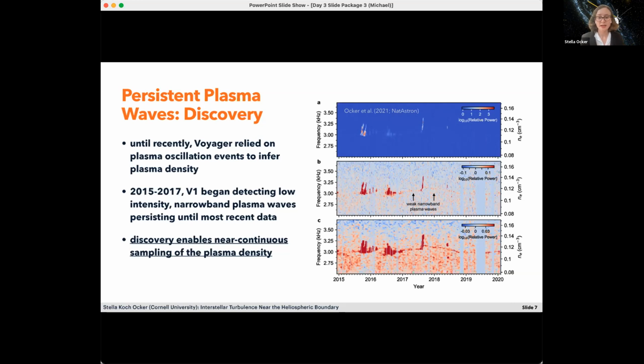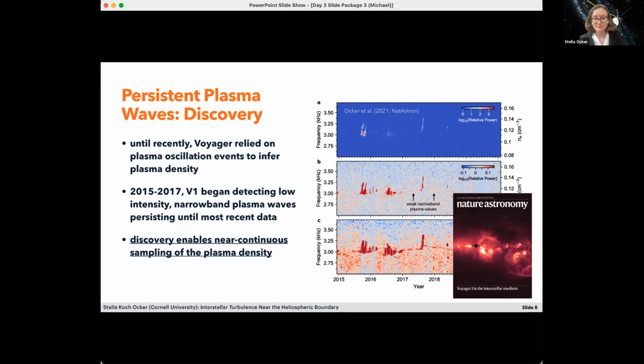And so this discovery was surprising because this persistent plasma line appears to be distinct from the plasma oscillation events, not only because of its very narrow frequency bandwidth and its very low amplitude, but also because it actually persists in between plasma oscillation events that were previously discovered, and it persists in the absence of those plasma oscillation events in the more recent data. And so put together, this all implies that this persistent plasma line is distinct from shock-triggered plasma oscillation events and enables a near continuous sampling of the plasma density when we can measure it.